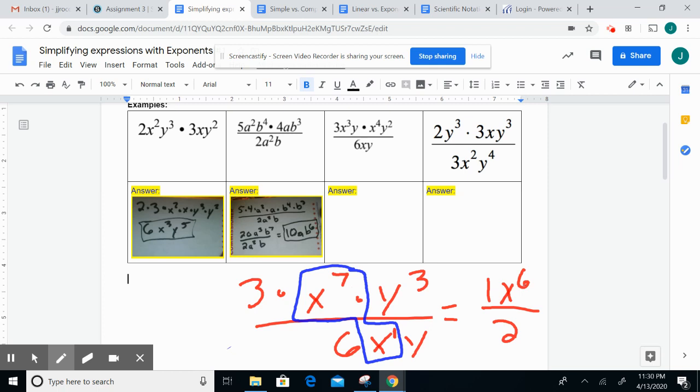Same thing with the y's. There's a 1 there that we don't write. 3 minus 1 is 2, y to the 2. Because 3 minus 1 is 2. There are more y's on the top than on the bottom.